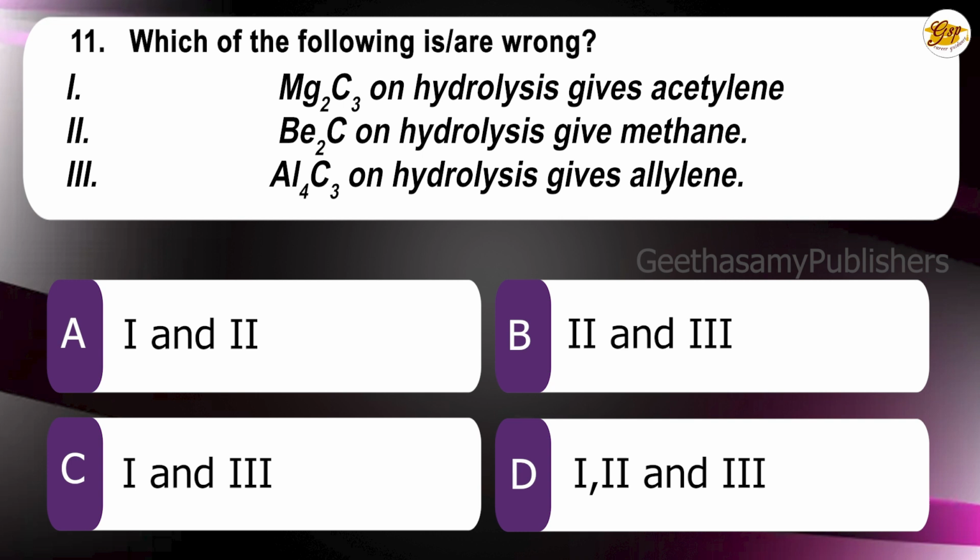11th question. Which of the following is wrong? 1. Mg2C3 on hydrolysis gives acetylene. 2. Be2C on hydrolysis gives methane. 3. Al4C3 on hydrolysis gives aniline. The choices are A. 1 and 2, B. 2 and 3, C. 1 and 3, D. 1, 2 and 3. The correct choice is C. 1 and 3.